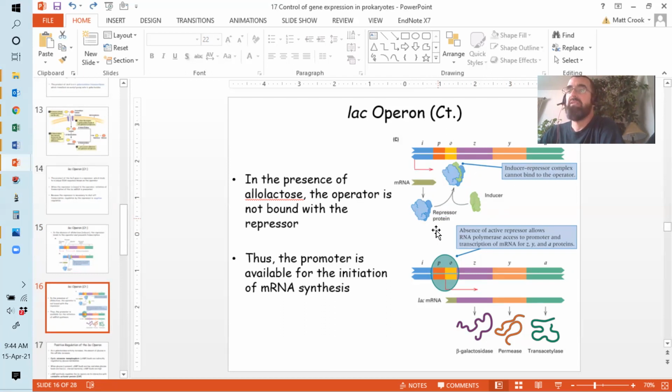And so in the absence of that, RNA polymerase can now bind to the promoter, right? Because it's no longer blocked by LAC-I. And you can transcribe the LAC operon and translate it into the three different proteins that are required.